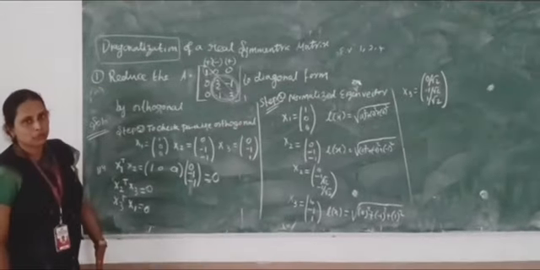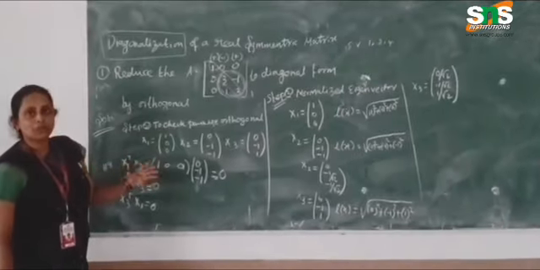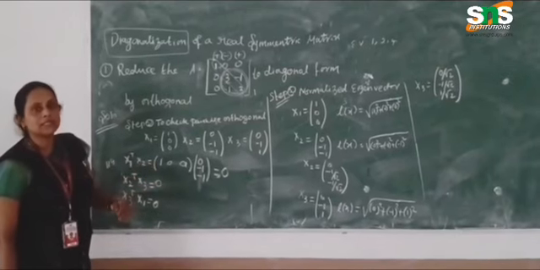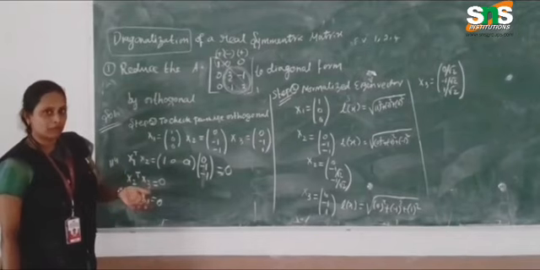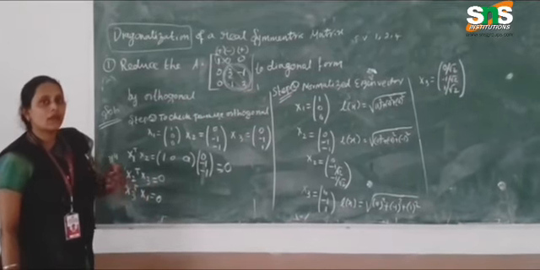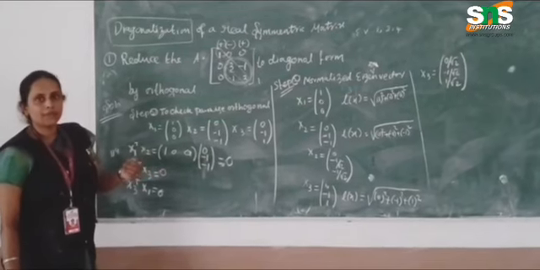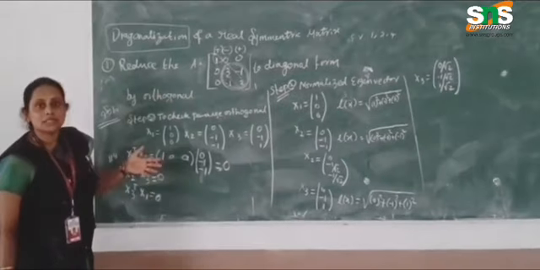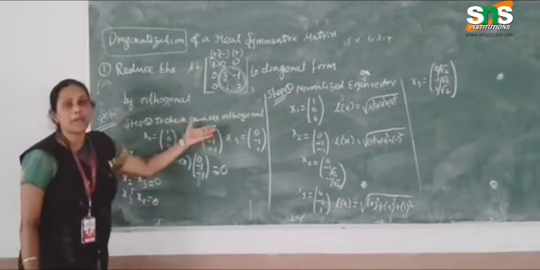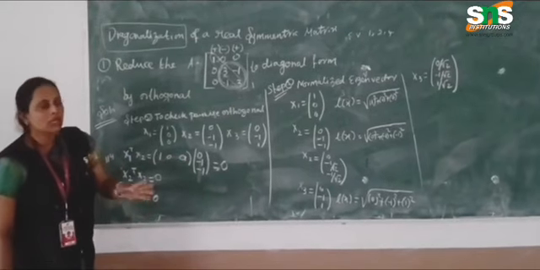Going to discuss the matrix that is given. In this matrix, we are going to reduce it to diagonal form using the orthogonal transformation. In the previous class we discussed how to find the characteristic equation, eigenvalues and eigenvectors. Using these eigenvectors, we are going to check whether they are pairwise orthogonal or not.